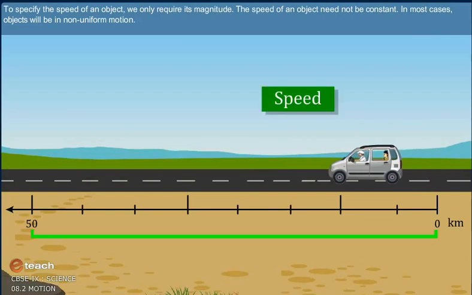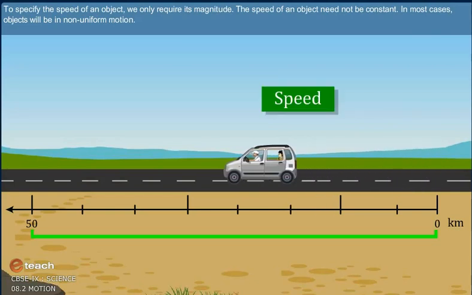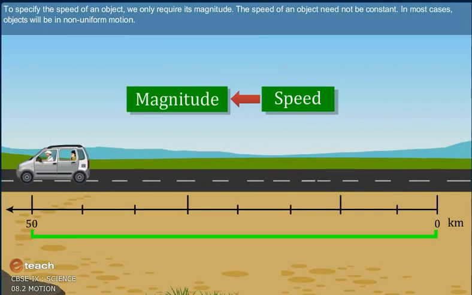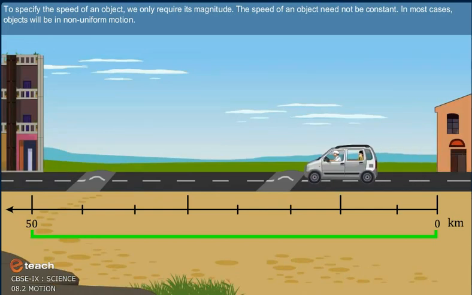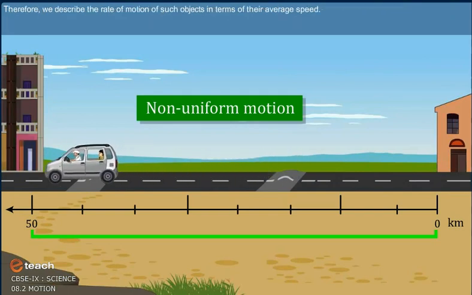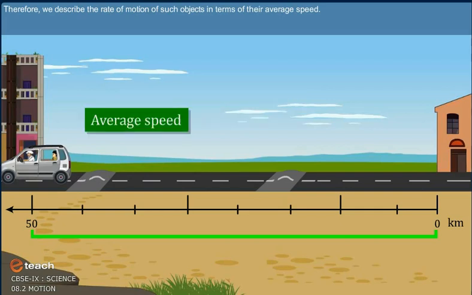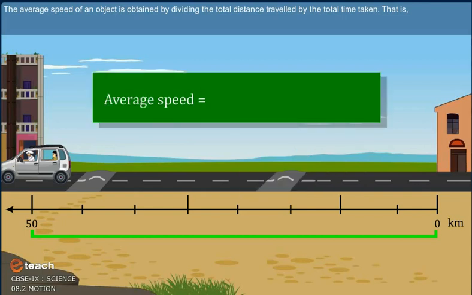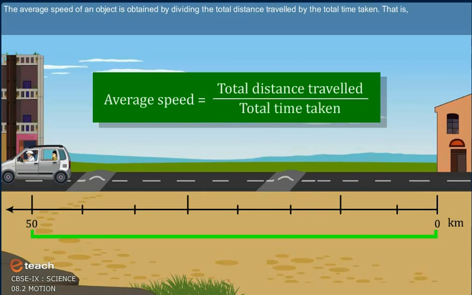To specify the speed of an object, we require only its magnitude. The speed of an object need not be constant. In most cases, objects will be in non-uniform motion. Therefore, we describe the rate of motion of such objects in terms of their average speed. The average speed of an object is obtained by dividing the total distance traveled by the total time taken. That is, average speed is equal to total distance traveled divided by total time taken.